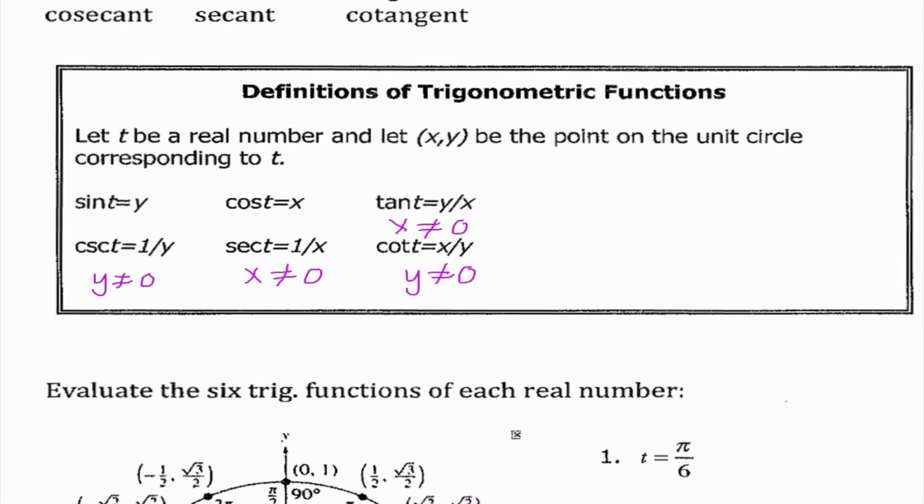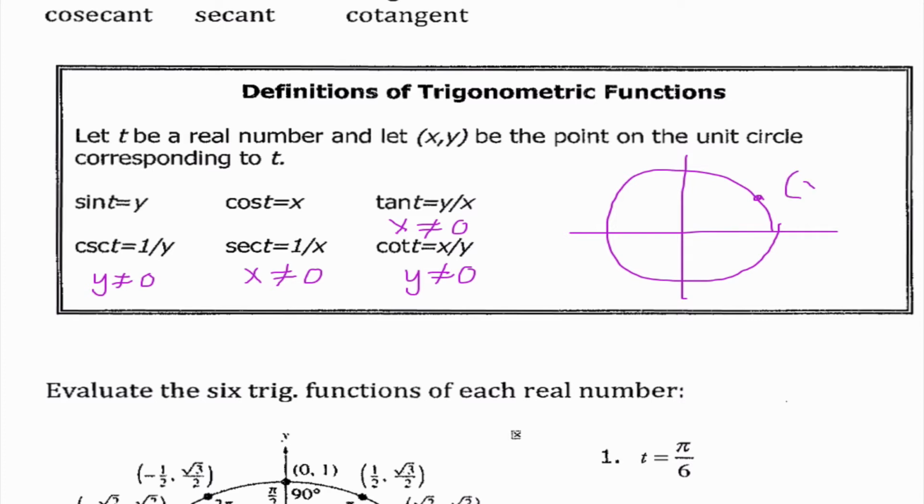Now, some of you might be wondering why this actually works, and the reason is we know in a unit circle, our radius is 1. So if I look at a unit circle here, kind of a rough circle, but that's okay.